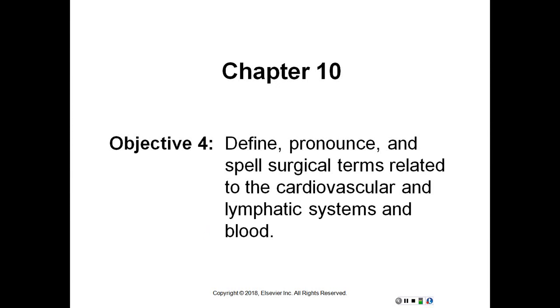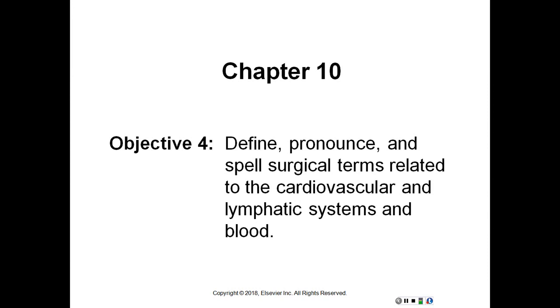Continuing with Objective 4, we're going to define, pronounce, and spell surgical terms related to the cardiovascular and lymphatic systems and the blood. So first we're going to start out with the terms that are built from word parts. So again, prefix, suffix, word root. So starting with angioplasty, surgical repair of a blood vessel.